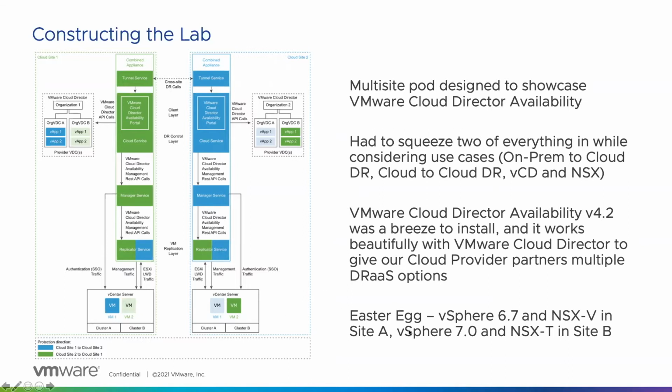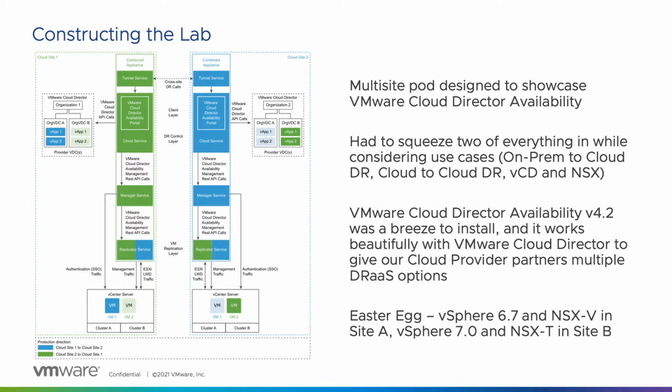And then down here at the bottom, the little Easter egg. I'm using this for myself, but I also use it to show my partners, and y'all feel free to take advantage of this as well. Site A is vSphere 6.7 with NSX-V, 6.4 something or other. Yeah, can't remember exactly what version, and then Site B is running vSphere 7 with NSX-T 3.0 or 3.1. I can't remember which, but it's NSX-T 3.x.